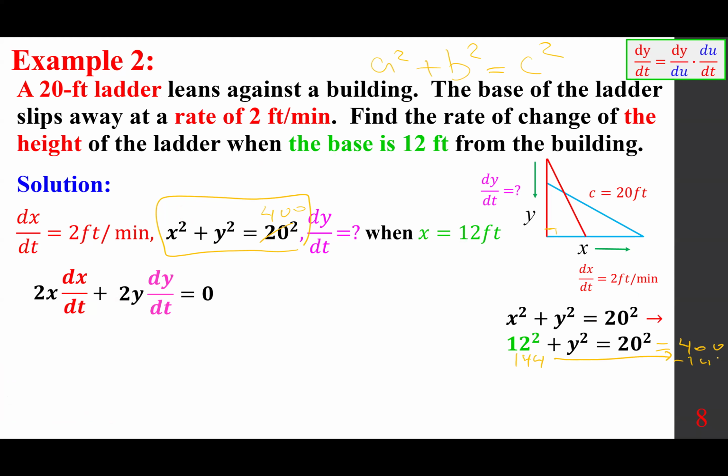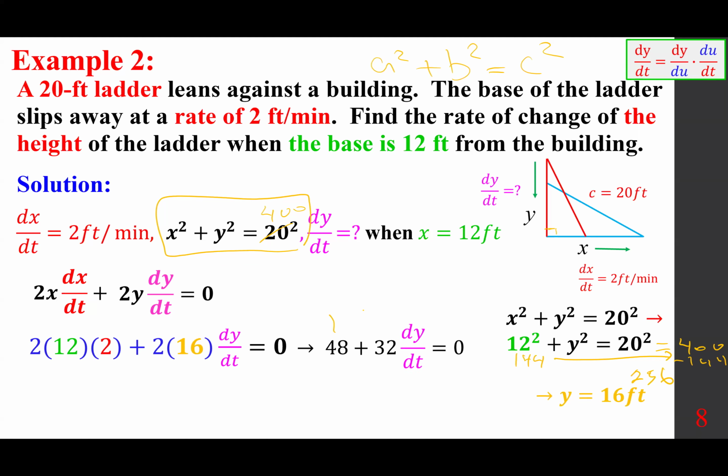Subtract 144 from it. You get 256. Y squared is 256. Y is 16 feet. Now you have everything. Replace everything. The only thing missing is dy/dt. Two times 12 times 2 is 48. 2 times 16 is 32.